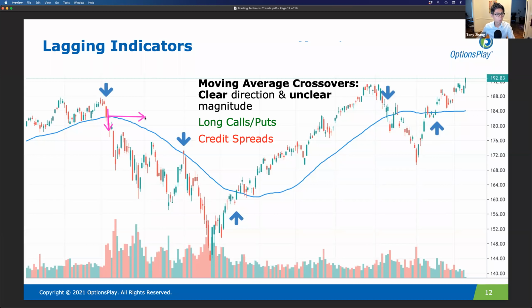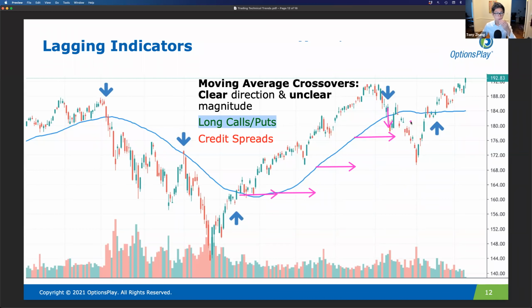Let's say I sell a 1 month call credit spread. Then I can sell another 1 month credit spread and sell another 1 month credit spread. And I keep doing this over and over again until the stock crosses back above its moving average. Once I do that, now I can start selling put credit spreads. I'll sell a 1 month put credit spread here, sell another 1 month put credit spread there, sell another 1 month put credit spread there. And I just keep doing this over and over again until the stock crosses back below the moving average.